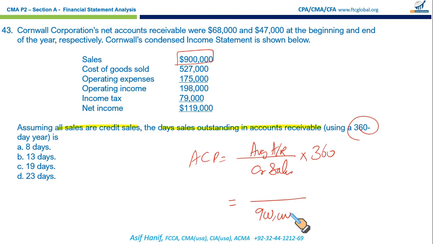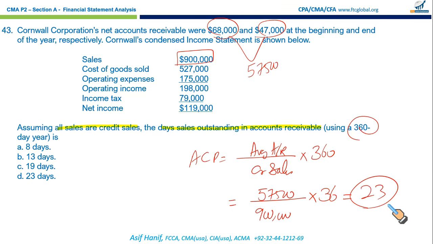Do we have average AR? Yes. Net receivables 68 opening, closing. I really would like to have gross receivables, but that is not available. So 68 plus 47 over 2, that is 57,500. This is the average figure for your account receivables. So 57,500 is the average number times 360. And if you simplify this, it gives you perfect 23. This is your average collection period, perfect match for option B.